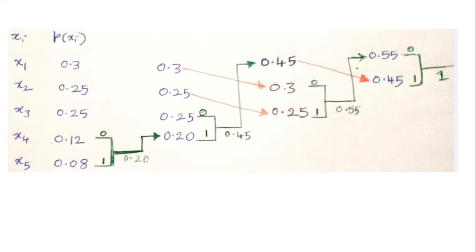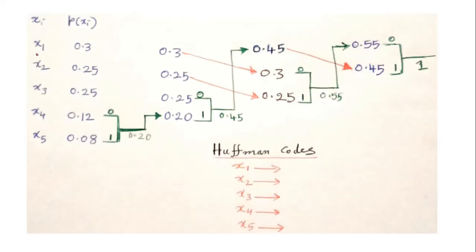So we continue this process until only two symbols are remaining at the end. These two symbols again combine to get the probability, and we assign 0 to the upper branch and 1 to the lower branch. We can also assign 1 to the upper branch and 0 to the lower branch, that we will see in different. Now we want to determine Huffman code words for x1, x2 and so on.